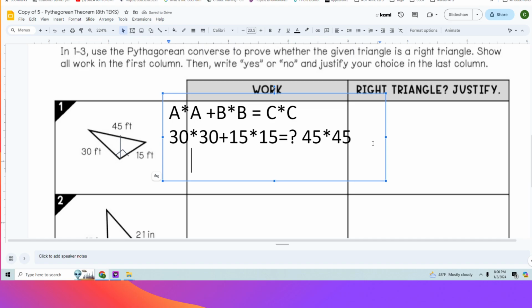So 30 times 30 is 900 because 3 times 3 is 9. 15 times 15 is 225. There's a trick for that. If you want, I can teach you later. And 45 times 45 is 2025.